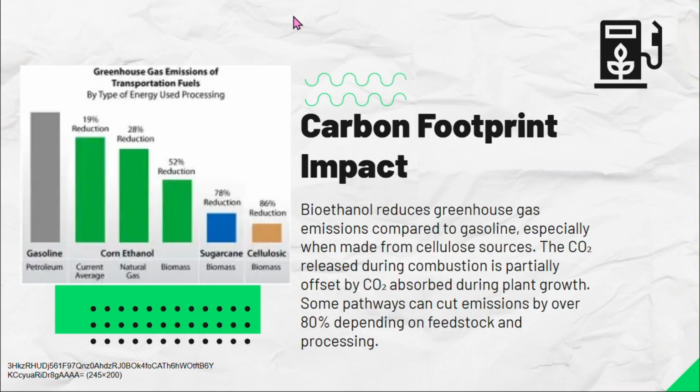Carbon footprint impact. Bioethanol reduces greenhouse gas emissions compared to gasoline, especially when made from cellulose sources. The CO2 released during combustion is partially offset by the CO2 absorbed during plant growth. Some pathways can cut emissions by over 80%, depending on feedstock and processing.